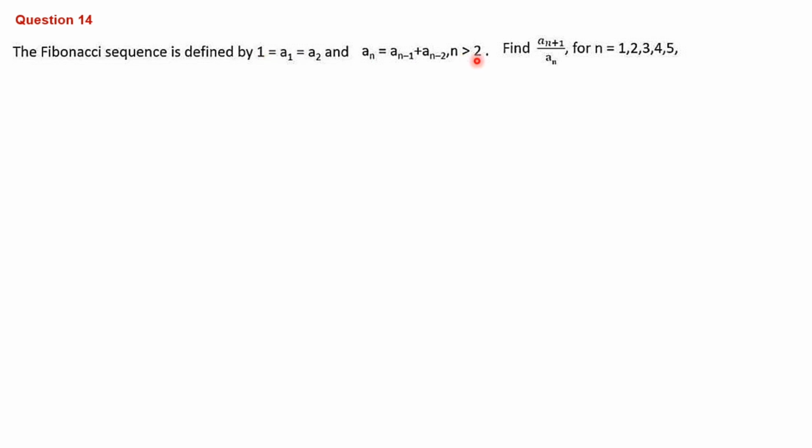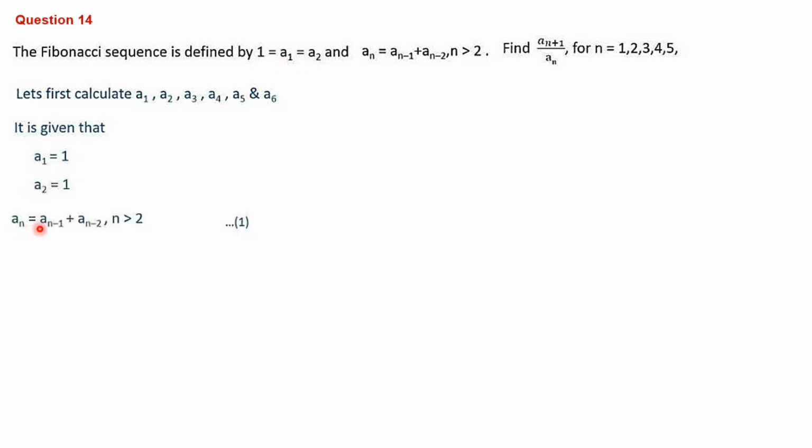Here find an plus 1 by an for n is equal to 1, 2, 3, 4, 5, which means we have to put n as 1, 2, 3, 4 and 5. So first we have to calculate a1, a2, a3, a4, a5 and a6. It is given that a1 is 1, a2 also 1 from the given condition. an is an minus 1 plus an minus 2, that is for n greater than 2. From 3 onwards we can put values of n.